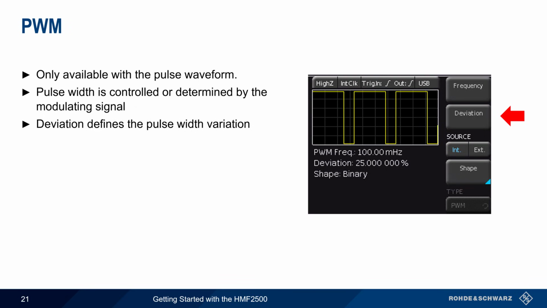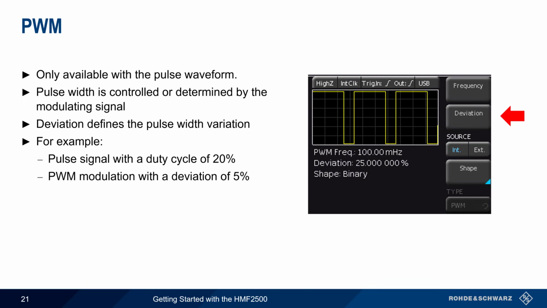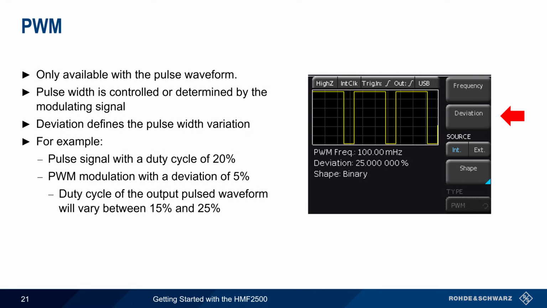modulating signal. For example, if the unmodulated waveform is a pulsed signal with a duty cycle of 20%, and we apply a pulse width modulation with a deviation of 5%, then the duty cycle of the output pulsed waveform will vary between 15 and 25%.